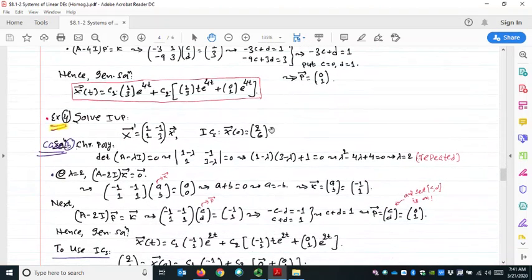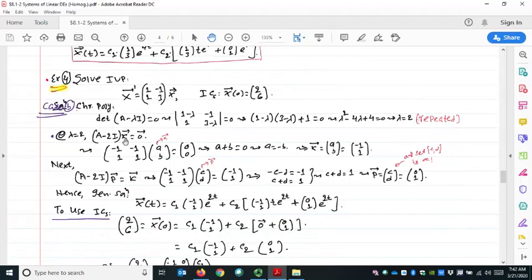Let's move on. This time let's solve an initial value problem. Example 4, differential equations with initial conditions. Let's start. Let's find the matrix A minus lambda I and set the determinant of A minus lambda I equal to 0, which is quadratic in lambda. It gives us two values, but in this case the two values are repeated, so lambda equals 2.